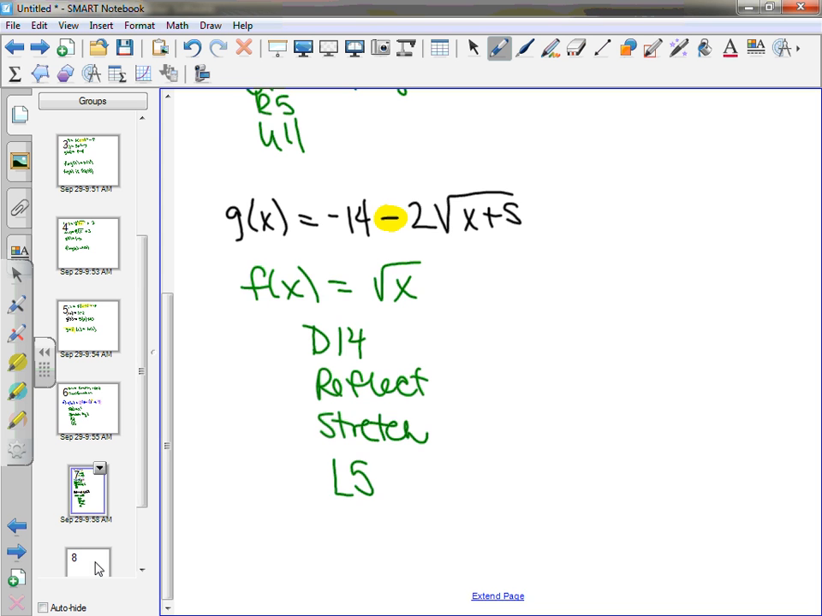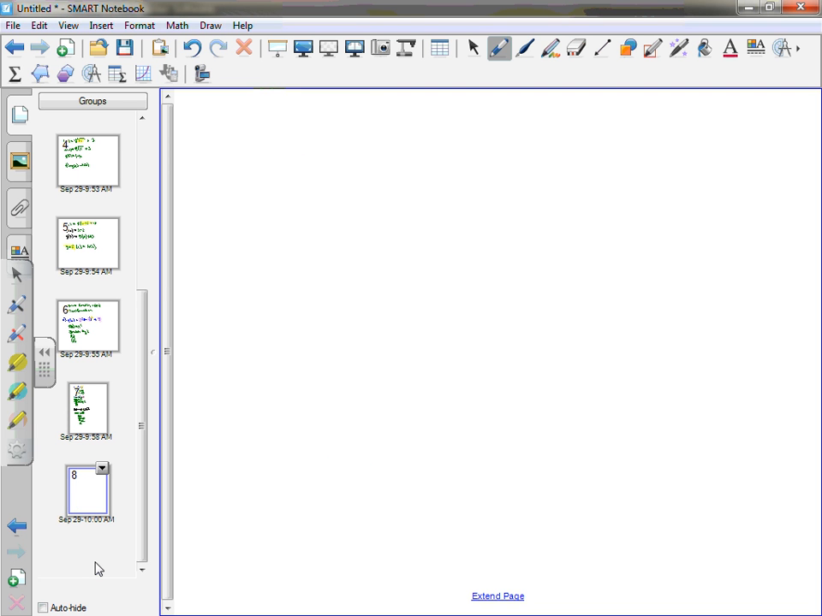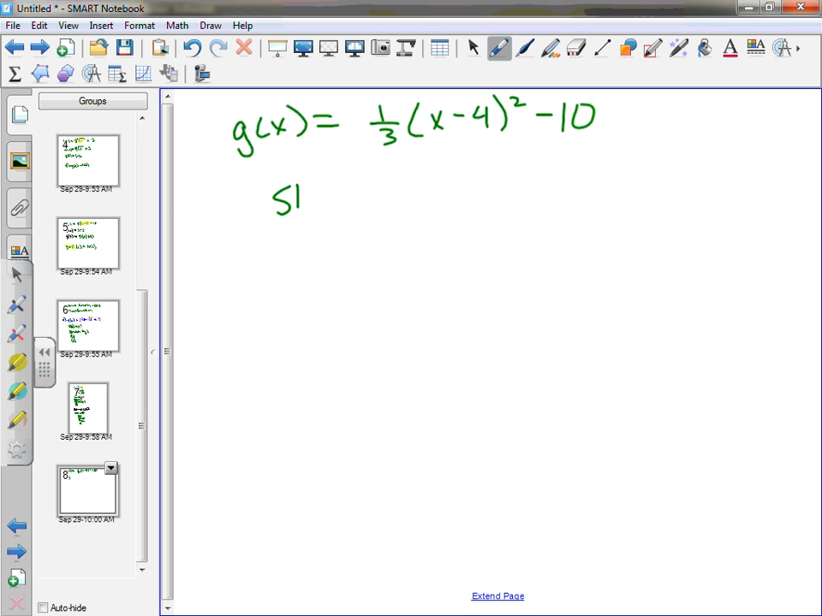Okay? One more. G of x is equal to 1/3 times x minus 4 squared minus 10. Well, the 1/3 is going to shrink it by a factor of 1/3. The minus 4 moves it to the right 4 units, and the minus 10 moves it down 10, and my parent function is x squared.